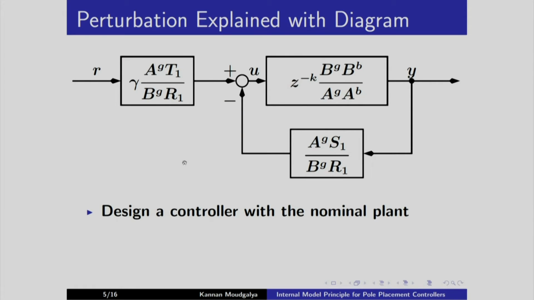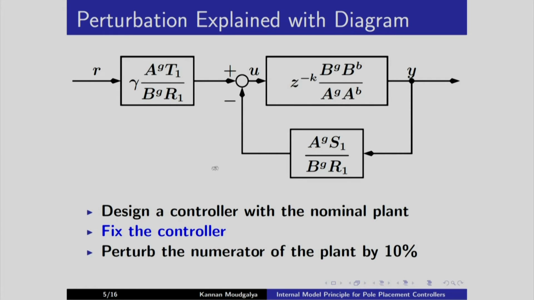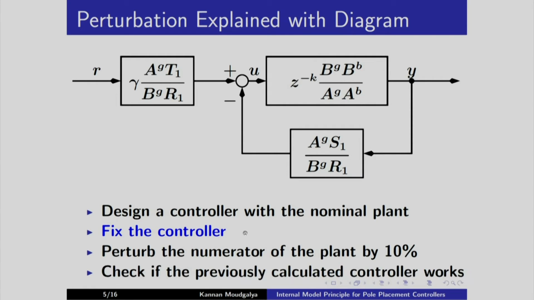So let us explain the perturbation here. We designed the controller with a nominal plant. That means these are fixed. After that, you fix the controller. Perturb the numerator of the plant, change this by 10%. Check if the previously calculated controller works.